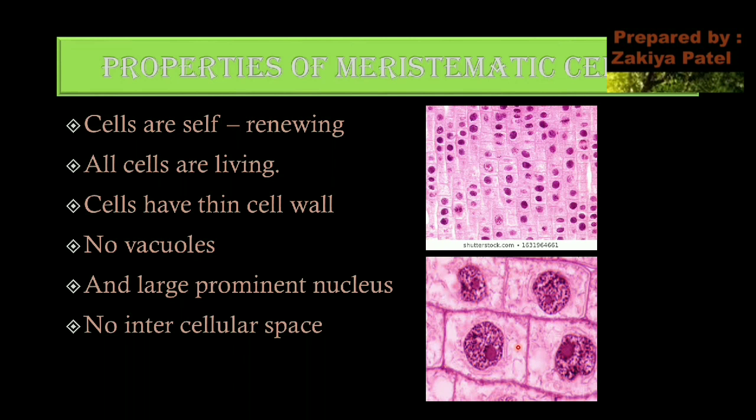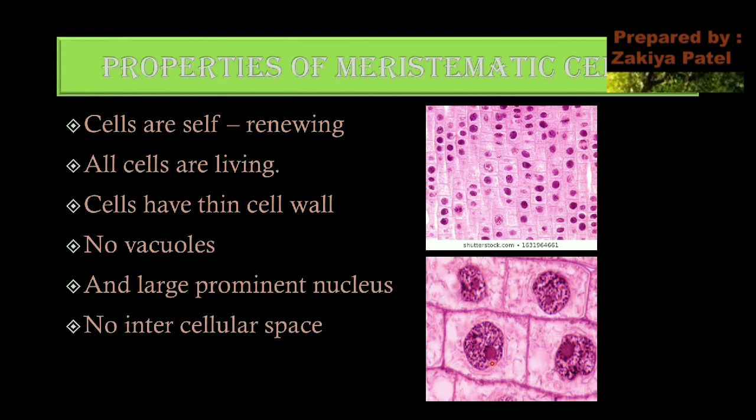they have one particular nucleus. These are dividing cells with no intercellular space between the cells. You can see here that between two cells there is no space. All cells are tightly packed. You can see this in the image.